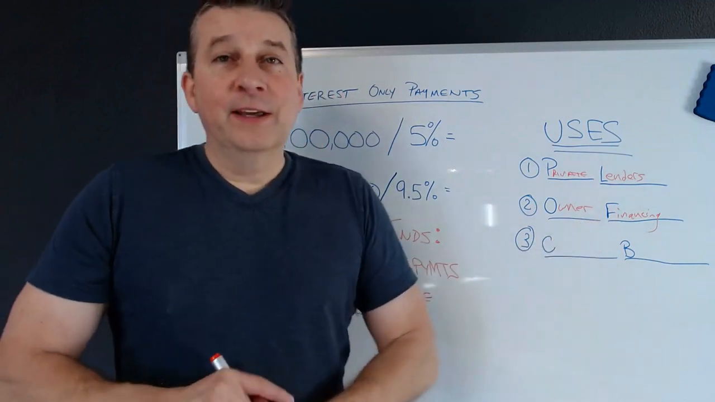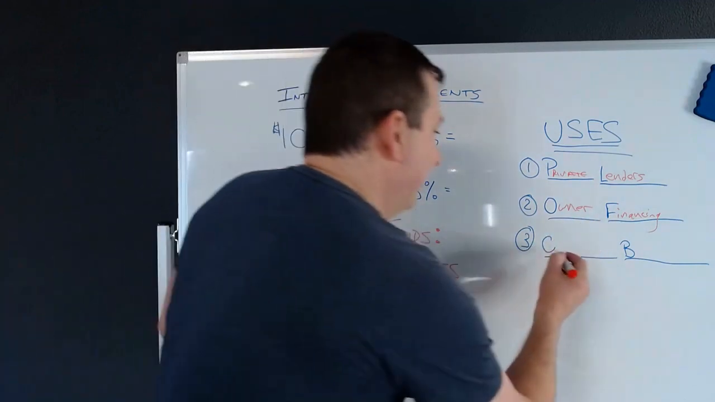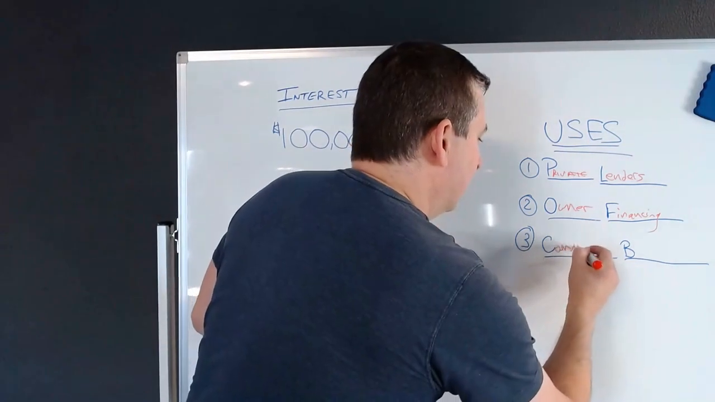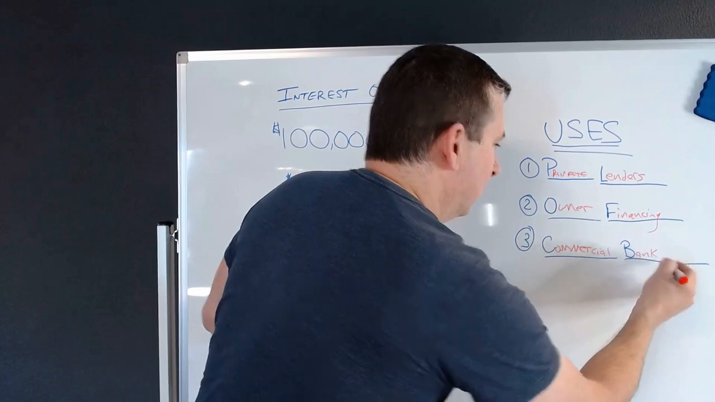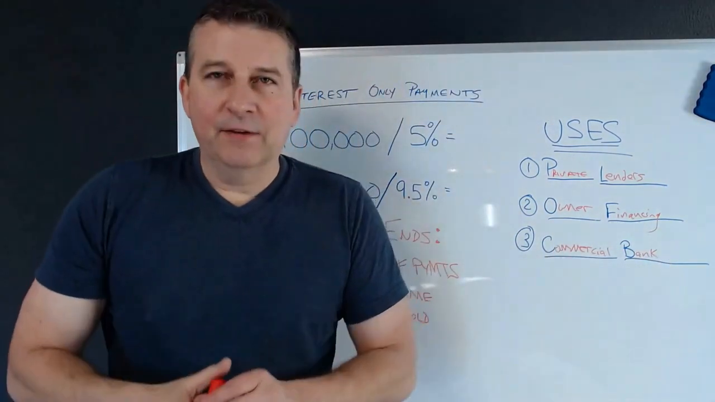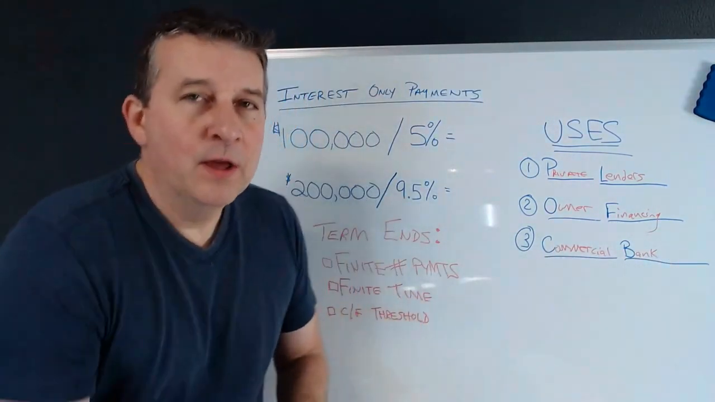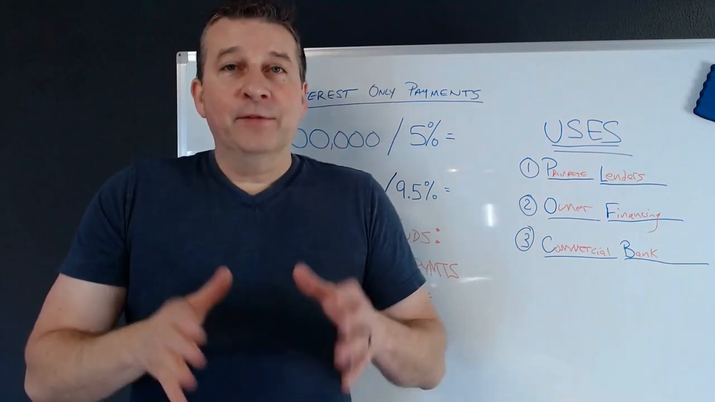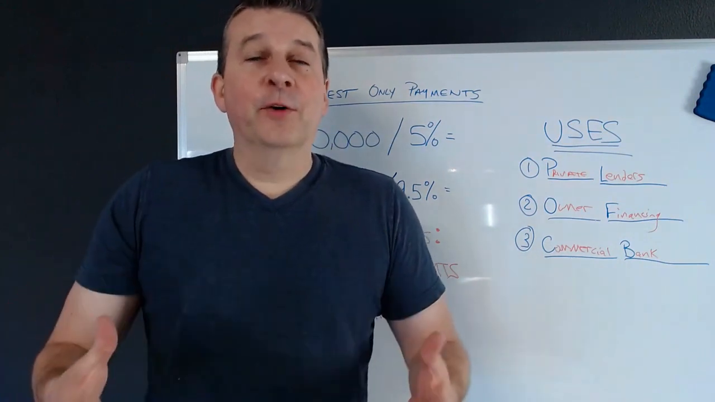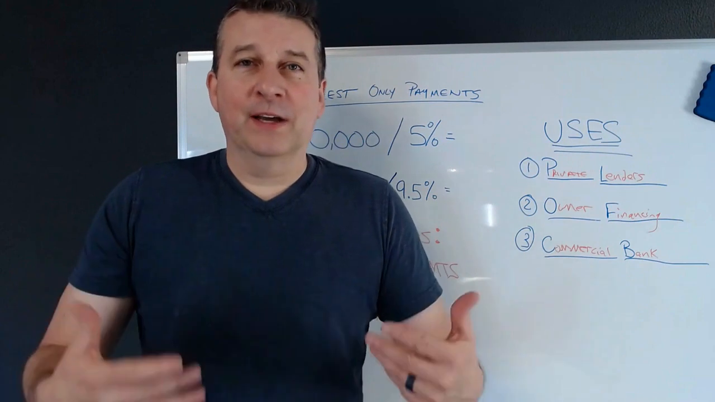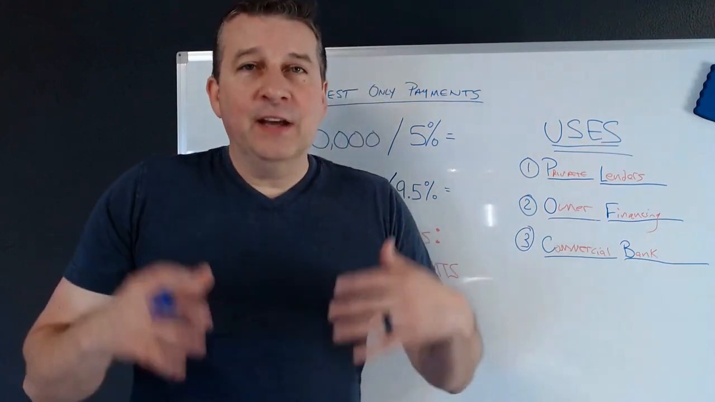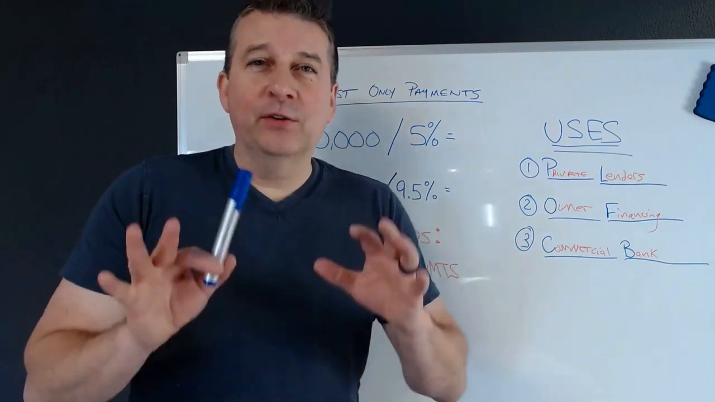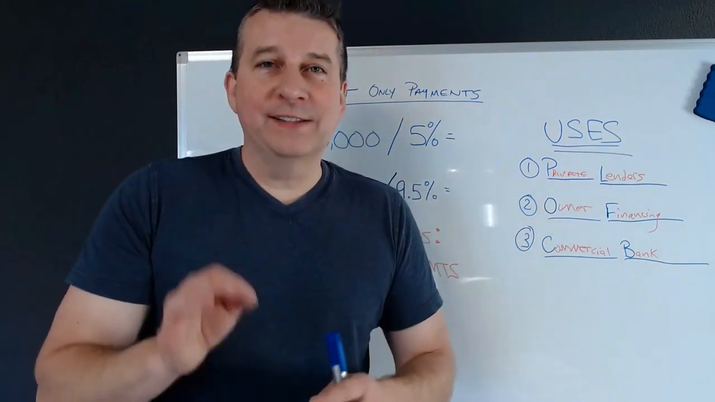And then the third is a commercial bank. I actually have a commercial bank loan right now that is interest only, and after a certain amount of time, it's going to convert over to a fully amortized loan. So let's dive through a couple of calculations, and then I want to talk to you very quickly about when that is potentially going to end.